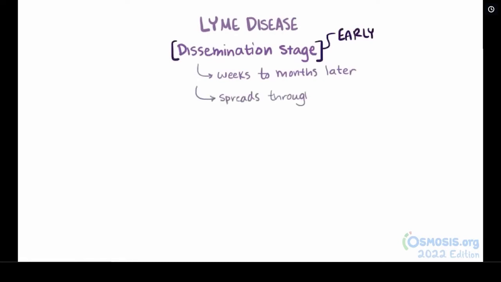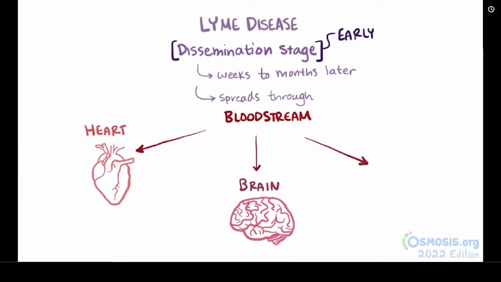Next is the early dissemination stage, which is usually weeks to months later, when the bacteria starts to spread through the bloodstream, or disseminate, to places like the heart, the brain, and the joints.